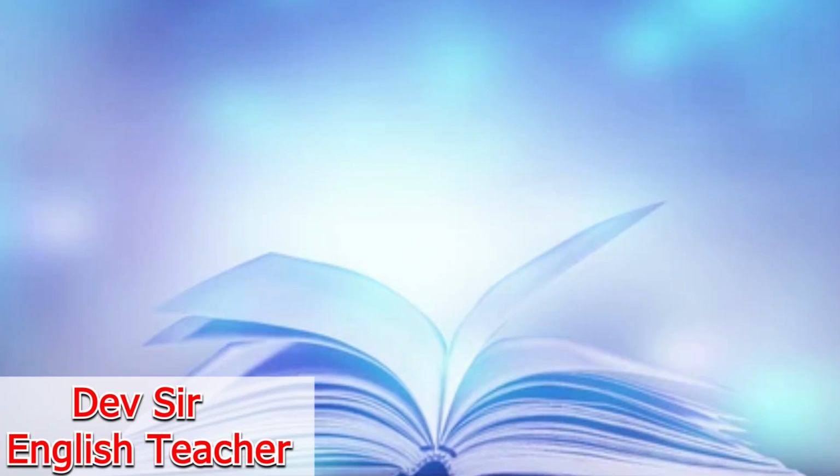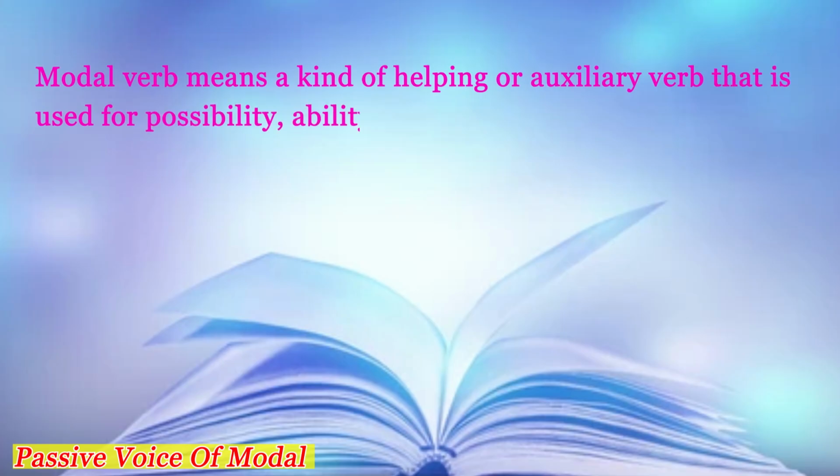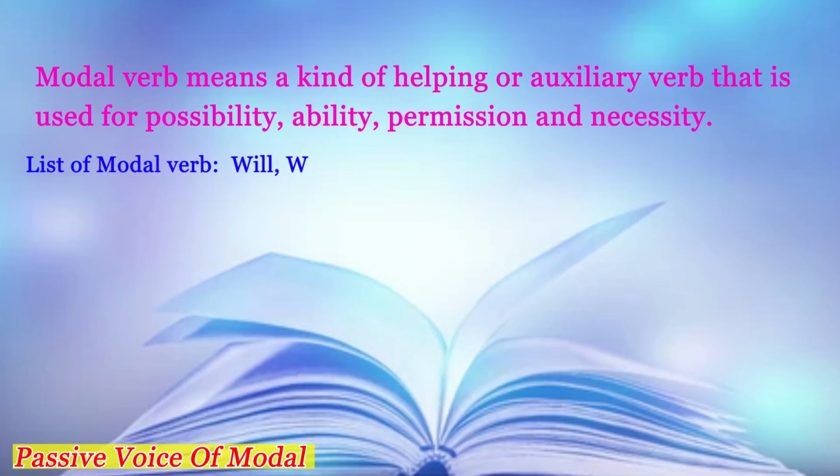First of all, we have to know what we mean by modal verbs. A modal verb is a kind of helping auxiliary verb that is used for possibility, ability, permission and necessity. Now, the list of modal verbs: will, would, should, can, could, may.